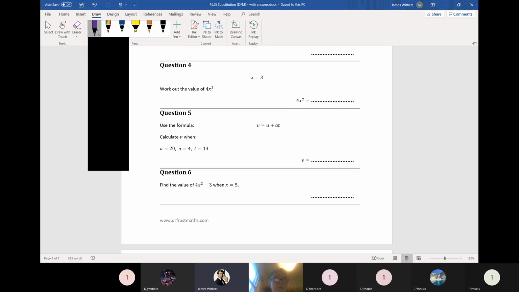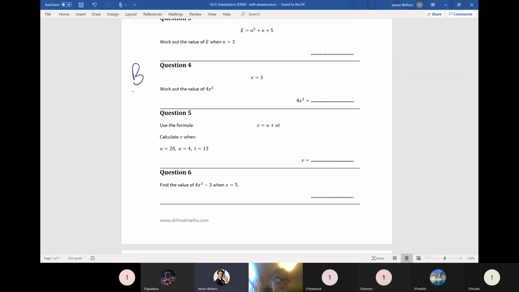BIDMAS is the order you do stuff in. I don't think any of these are going to have any brackets, so you probably don't have to worry about brackets today. But if a question's got powers in it, that I stands for indices, which is powers. Make sure you do the power bit before you do the multiplying, because the I comes before the M.